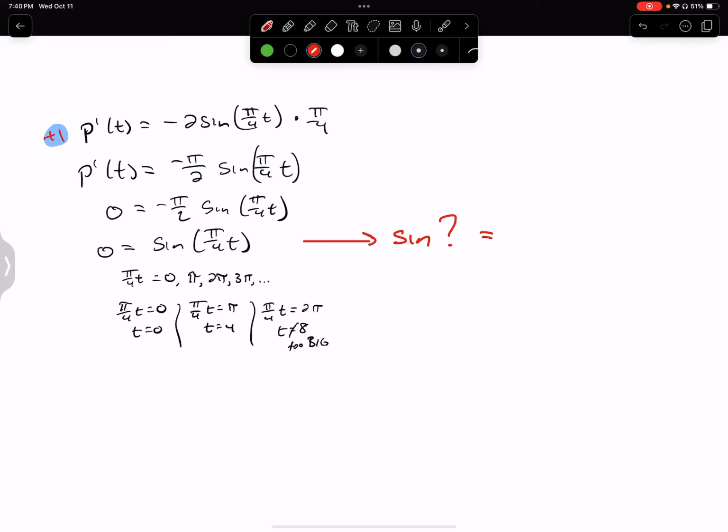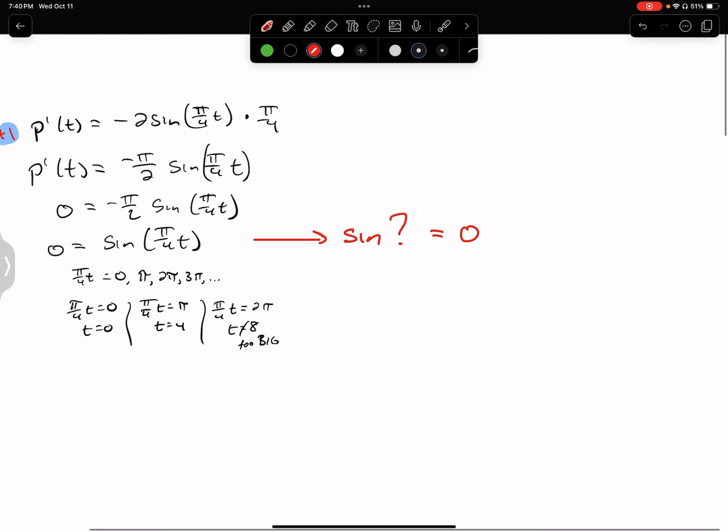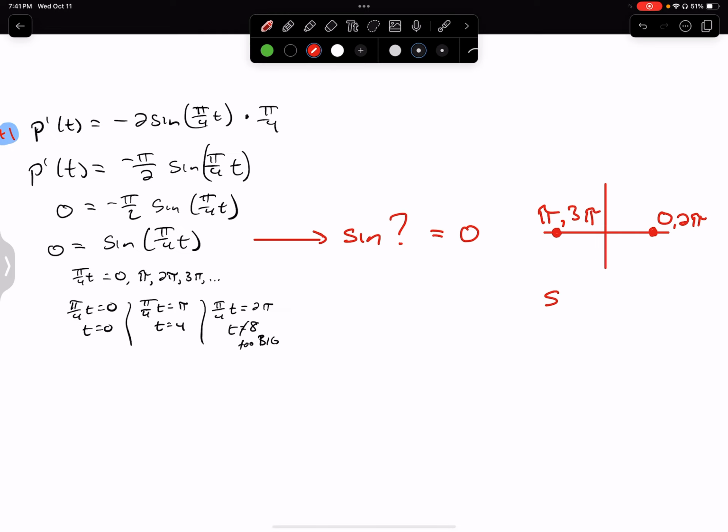So if we just ask ourselves, sine of what angle is going to be 0? That's going to happen on the positive x-axis and the negative x-axis. So it's going to happen at 0, pi, 2 pi, 3 pi, etc. We can do that all day long. Now, why is it on the x-axis? Because if you remember, sine of an angle is y over r. And if that fraction is equal to 0, it means the numerator has to be 0.